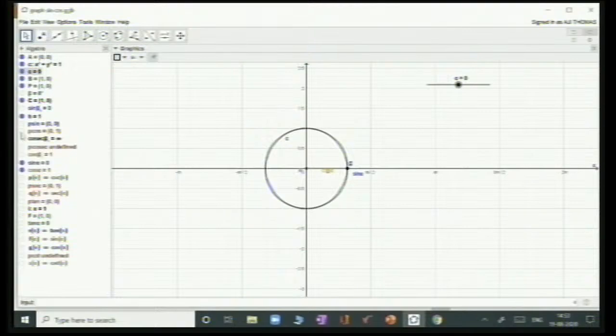So let me plot that point now. So this is the point. You can see that this point, which is shown as this red dot, is actually the point on the graph of cos x corresponding to 0. So at 0, what is the height? This height and this length would be the same.